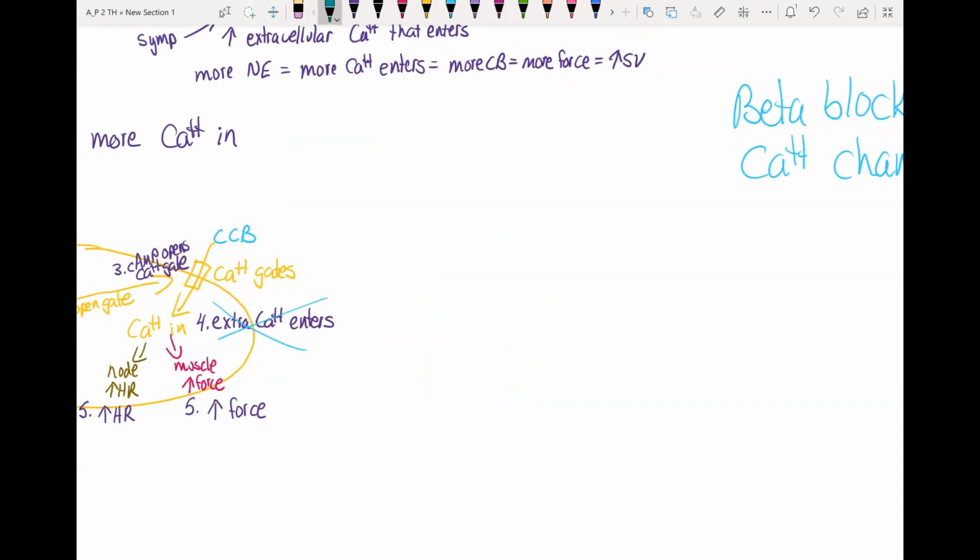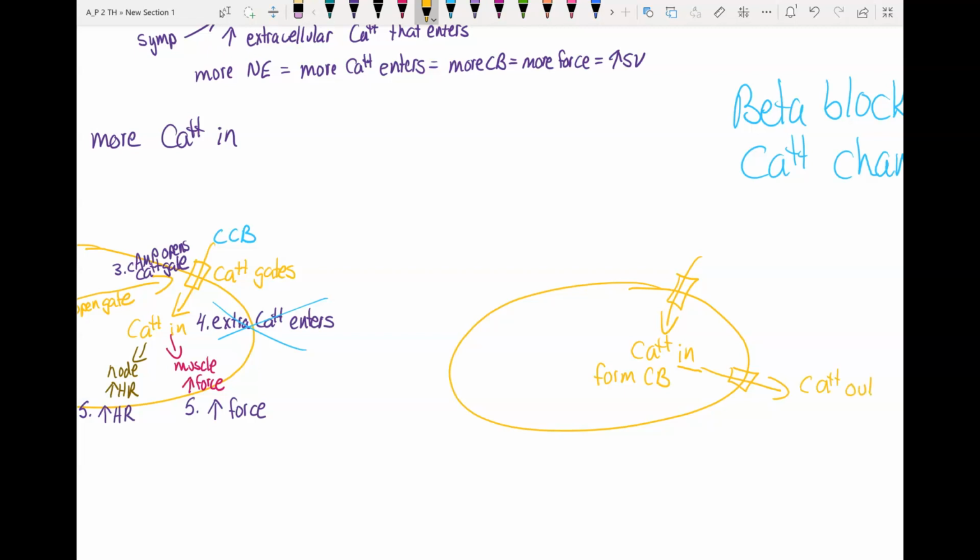Let's just go ahead and make a fresh picture here. You have calcium comes in, and you get some cross bridges. Then after the heart beats, it goes back out. And then it just comes back in the next heartbeat. So it's constantly cycling back and forth, in and out.